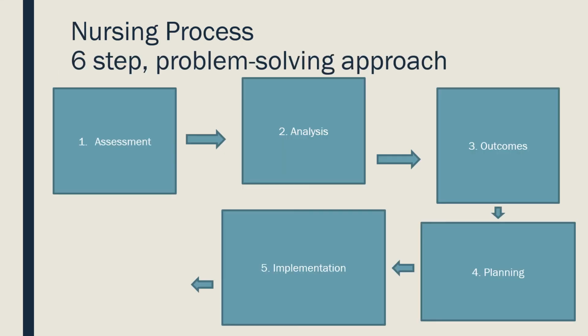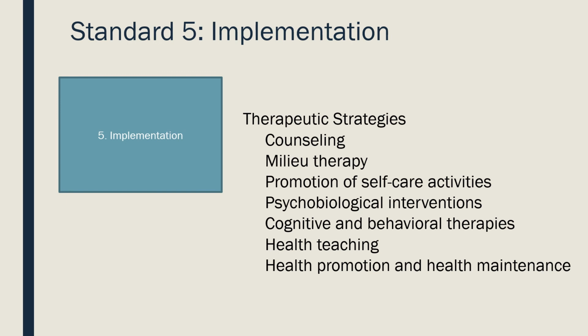And then the fifth step for this process is implementation. So we've identified our plan, now we need to implement some interventions to meet those expected outcomes that we have set. So some basic therapeutic strategies are going to include counseling. This may include communication skills, assisting with problem solving, maybe some crisis intervention and stress management.